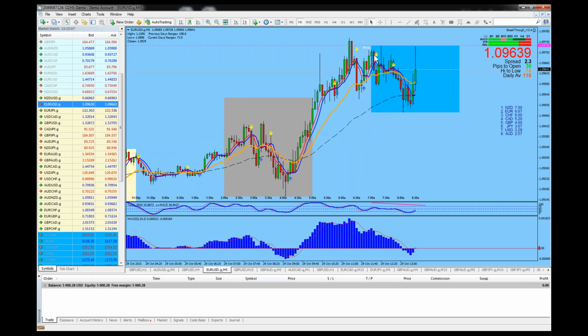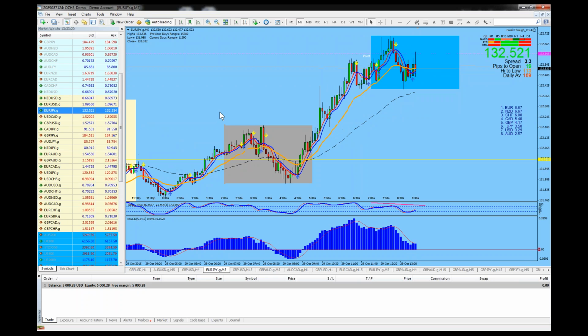Okay, nothing much going on here. This is just a huge bounce off this level. Are we more than 5 pips away? Yes, we are. So I'm not going to chase that. Let's take a look at Euro Yen. This looks much better. Let's just see if we have anything to help us out here. Not so much.